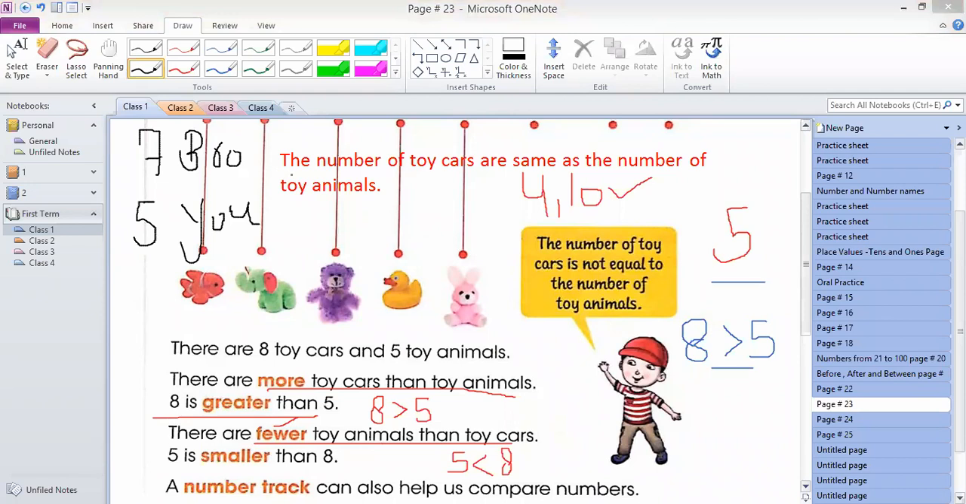You will say, my brother has more notebooks than me, because 7 is bigger than 5. 7 is bigger than 5. You will say, sir, my brother is having more notebooks than me. Or you can say, I am having fewer notebooks than my brother, because 5 is smaller than 7.